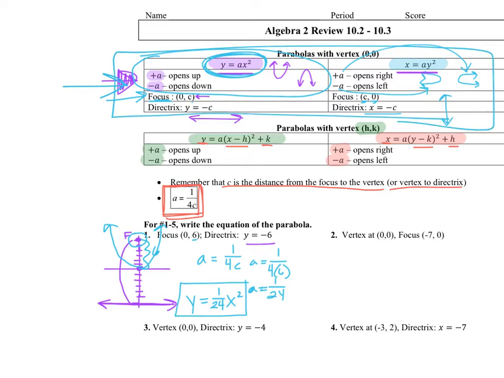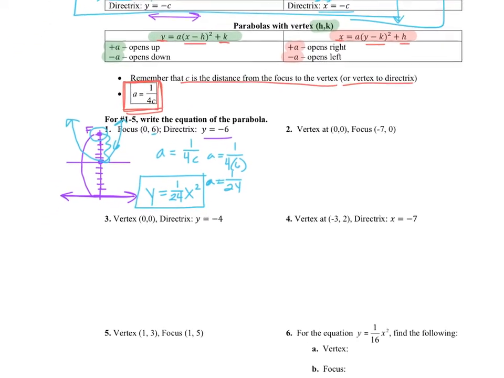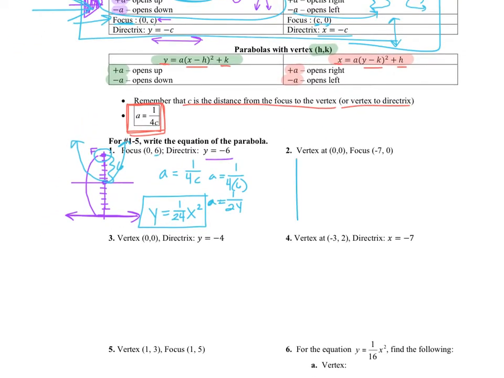Something with a vertex of 0, 0, not the green and red formulas yet. So if our vertex is 0, 0, and the focus is -7, 0, so 1, 2, 3, 4, 5, 6, 7, over here is the focus. Remember again, the focus has to be inside the bulb of your parabola. So that means my parabola is going something like this.